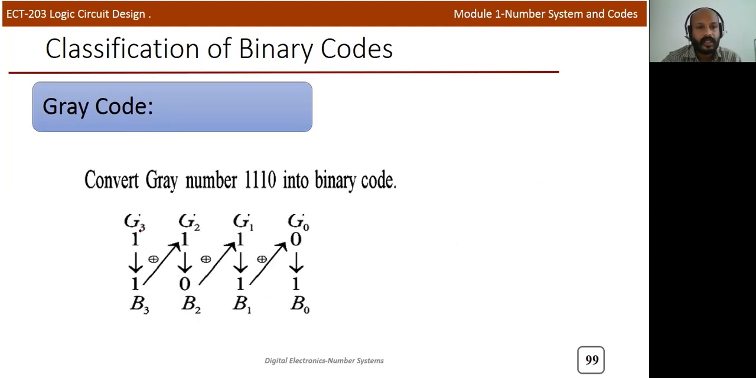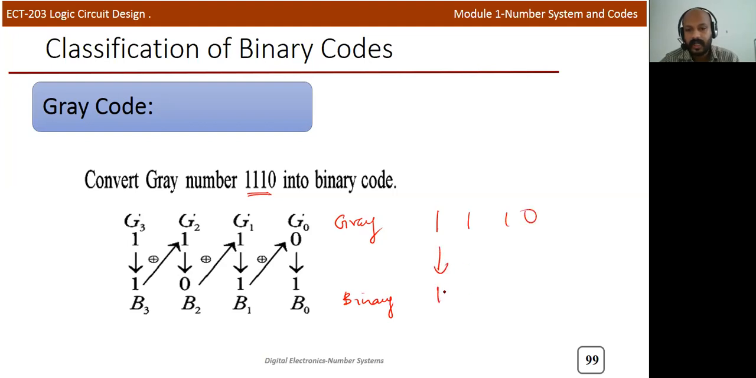Now the number is given in gray code, and we need to find the equivalent binary code. So G3, G2, G1, G0 represent the gray code. In the given question, we have the gray code and need to find out the binary. So the procedure is different. First, we will write 1, 1, 1, 0, and the first value is exactly the same.